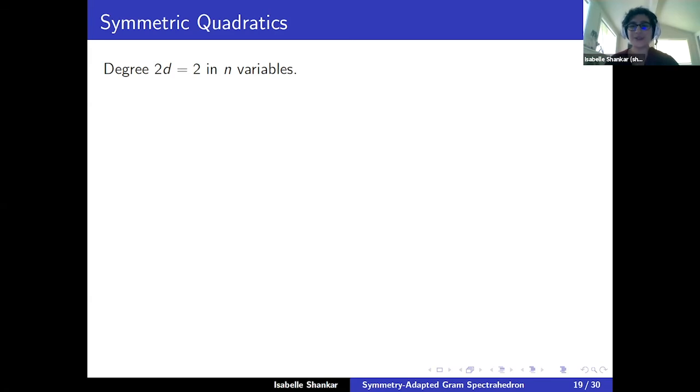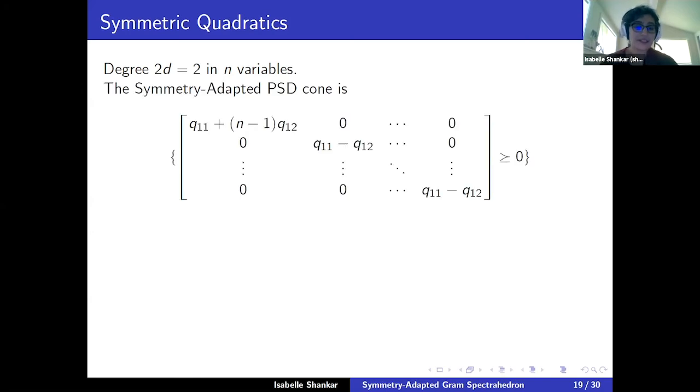So let's start with symmetric quadratic polynomials, so degree 2 polynomials in any number of variables n. The symmetry adapted PSD cone turns out to be a diagonal matrix, not even just block diagonalized, but in fact a diagonal matrix. So we get this 2-dimensional space. Here we have a 1-by-1 block for the trivial, and here we have n-1 copies for the standard irrep.